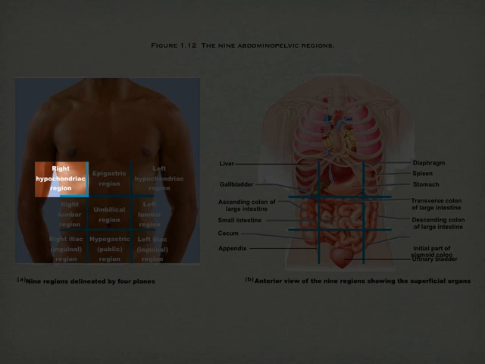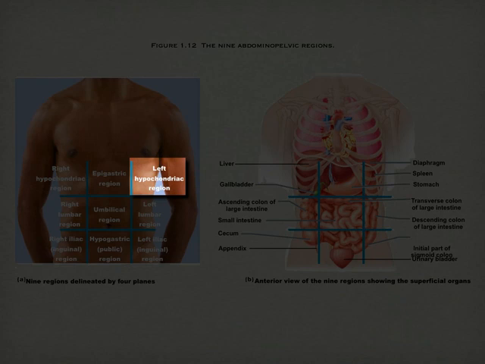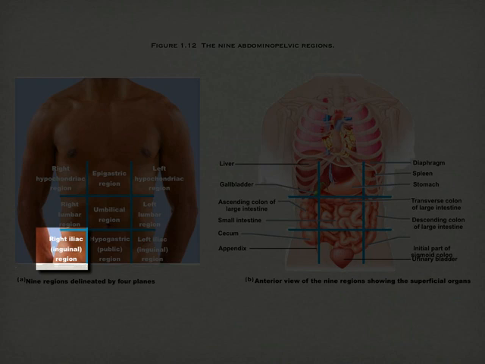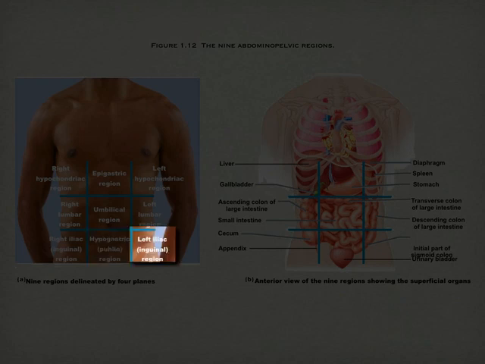This upper right corner is known as the right hypochondriac region. Coming to the middle top, we have the epigastric region, which is near the stomach. Coming on over, we have the left hypochondriac region. Coming to the middle left, we have the right lumbar. In the middle, the umbilical region, and of course the navel is in this area. Continuing on, we have the left lumbar region. Coming to the bottom left corner, our left, the patient's right, we have the right iliac, sometimes called the right inguinal region. Below the navel, in the very center on the bottom, is the hypogastric or pubic region. And continuing to the far corner, we have the left iliac region.